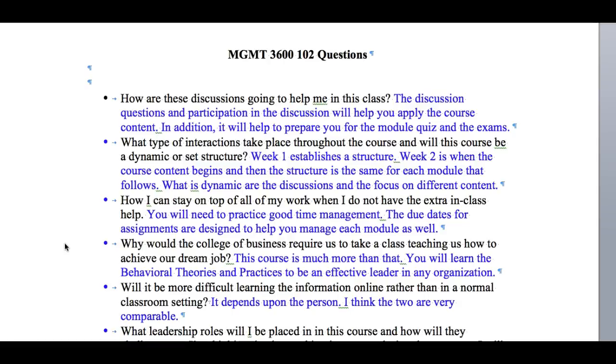How can I stay on top of all of my work when I do not have the extra in-class help? Well, you will need to practice good time management, and the due dates for assignments are designed to help you manage each module as well. So I think you'll find that helpful.